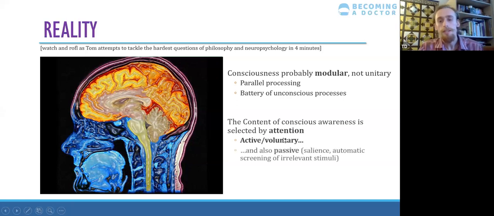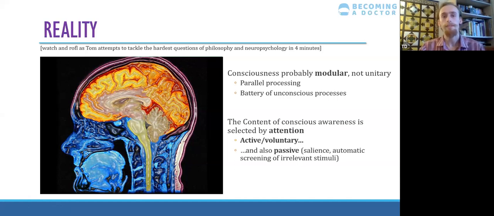And also, and this is relevant to some of the disease processes we'll talk about, the things we are consciously aware of are selected by attention. And that's not just choosing to pay attention to things, like I hope most of you are choosing to pay attention to this talk, but also passive attention, the automatic filtering out of unnecessary information, so that our attention is only drawn to what is salient to us, that is important to our survival, basically.